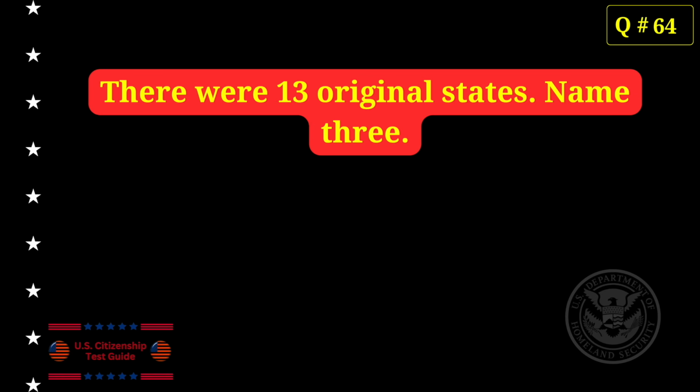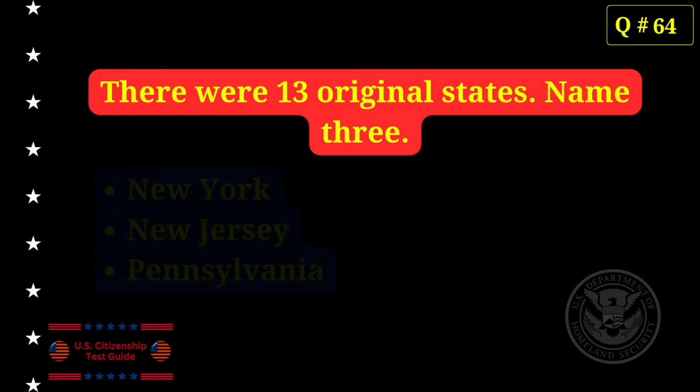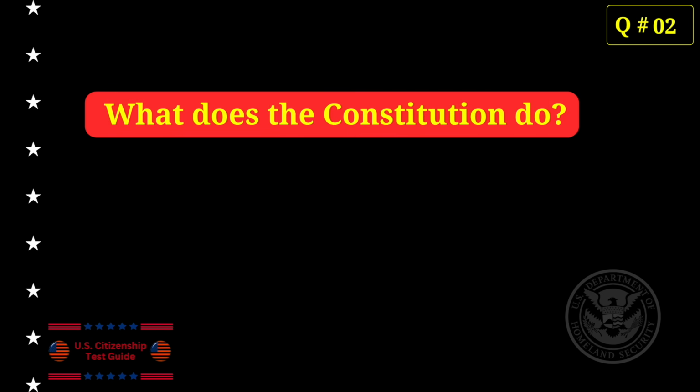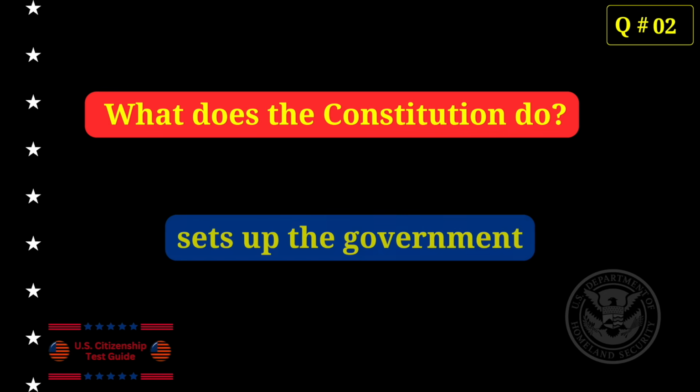There were 13 original states. Name 3. New York, New Jersey, and Pennsylvania. What does the Constitution do? Sets up the government.